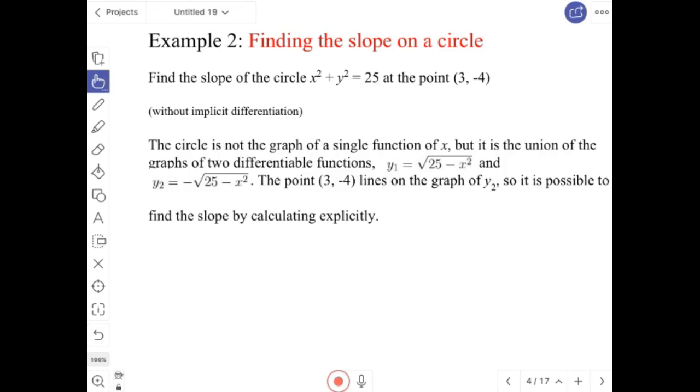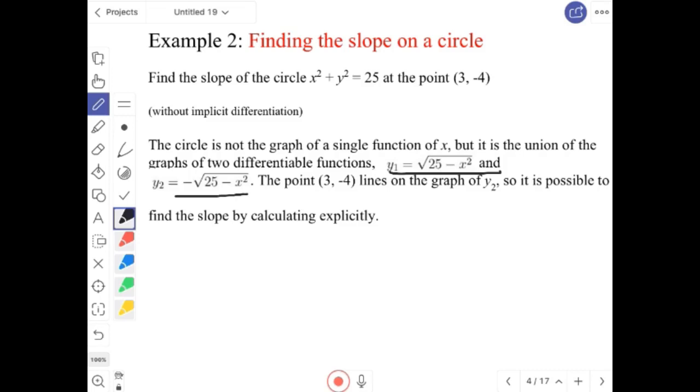If we were going to do this without implicit differentiation, we would have to rewrite our circle in terms of y. So we would end up getting the square root of 25 minus x squared and the negative square root of 25 minus x squared. So that's a pretty nasty problem to be dealing with. The point (3, -4) lies on that second graph.